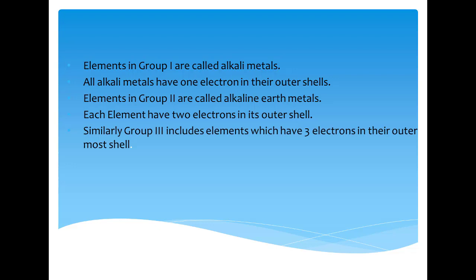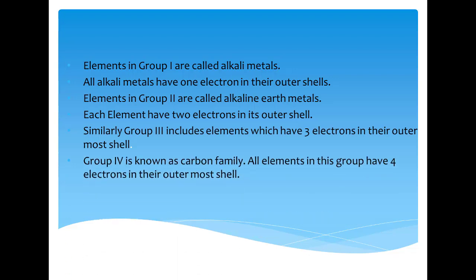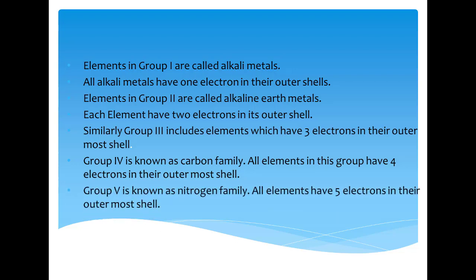If I ask you a question right now, what would group 4 elements have? What would be your answer? Exactly, group 4 will have 4 electrons in its outermost shell. Do you know that group 4 is also known as the carbon family? Group 5 is known as the nitrogen family. As we discuss the periodic table picture, you'll come to know about this. All group 5 elements have 5 electrons in their outermost shells.